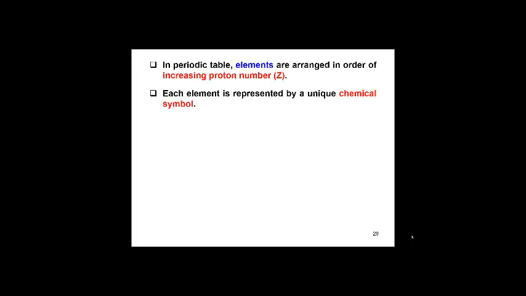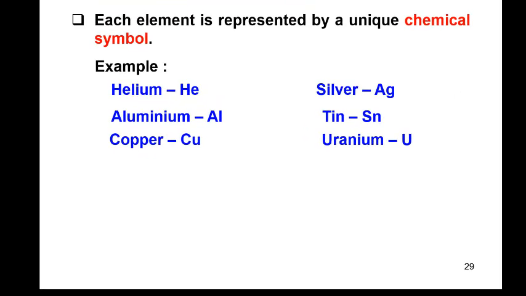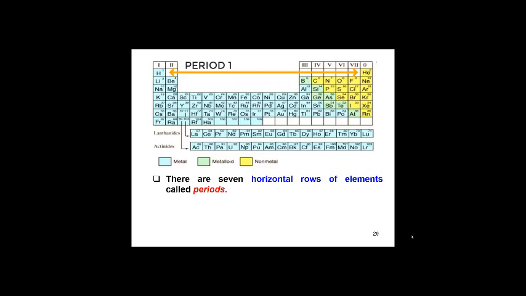Each element is represented by a unique chemical symbol. For example, helium is He, so there is no other element represented by He. Only helium is represented by He. Same goes for aluminium, Al, copper, Cu, silver, Ag, tin, Sn, uranium, U.